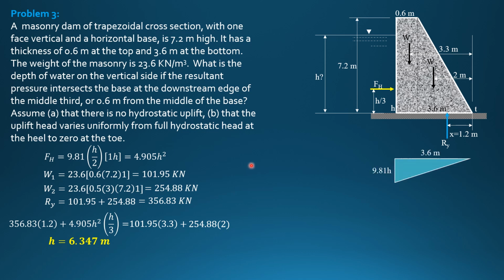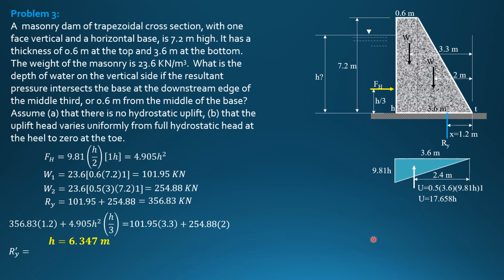Then in the second part, there is hydrostatic uplift from full hydrostatic head at the heel to 0 at the toe. So this is the uplift pressure diagram. It is 9.81 H here because we do not know H. Then that's 3.6. So uplift is 0.5 of 3.6 times 9.81 H. Simplifying that, the uplift force is 17.658 H, and its moment arm from the toe is 2/3 of 3.6, so 2.4 meters from the toe.